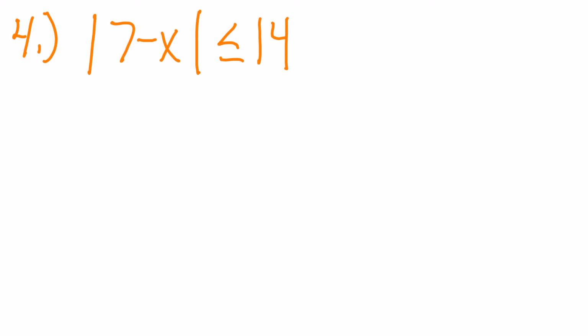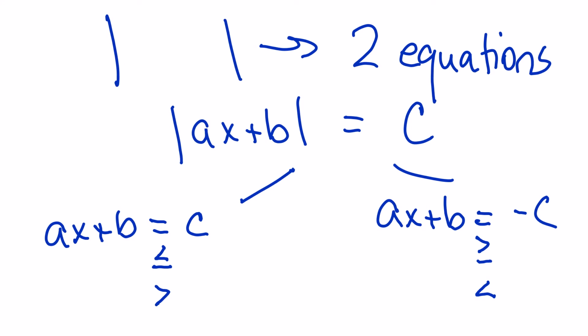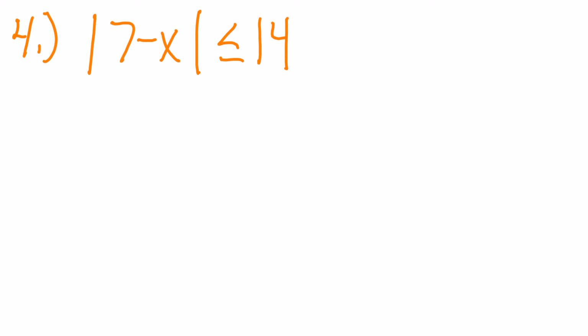Alright, number 4. We have the absolute value of 7 minus x is less than or equal to 14. So we're going to follow the same idea where if I see the absolute value bars, I'm going to write it twice. And make sure that because they see the inequalities here, you're going to flip those signs the second time you write it. So I'm going to write it twice.